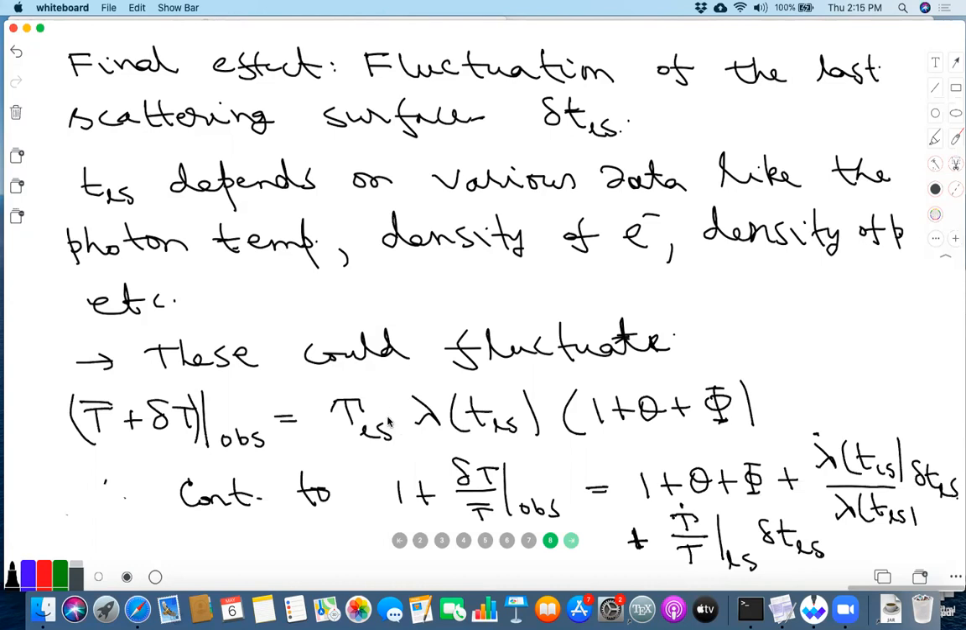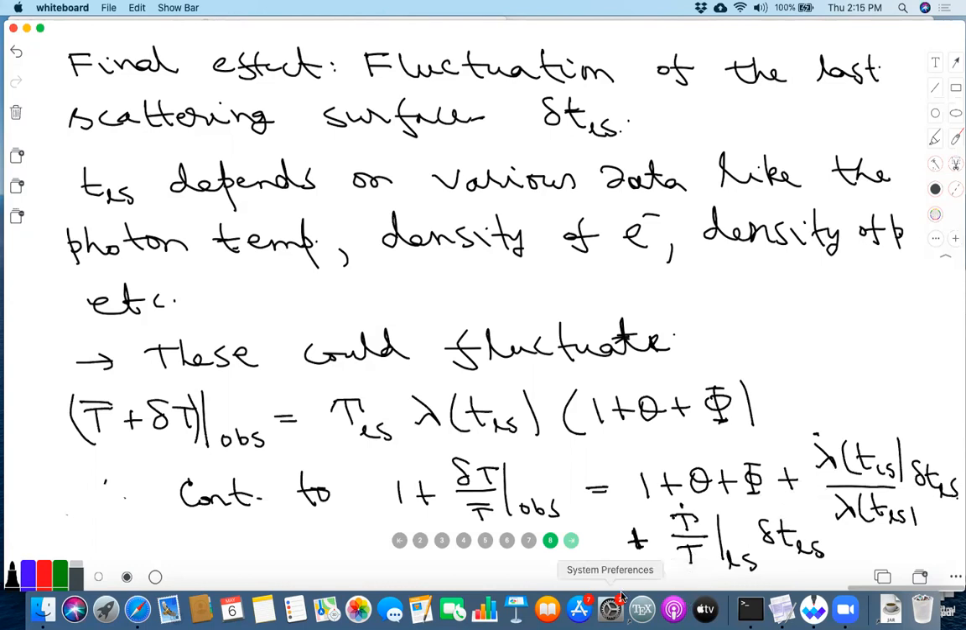Is this point clear? We argue that TLS into lambda TLS remains constant with time. Exactly. So that's the point, right? That if you change small TLS, right, this quantity remains constant, right? And that's what we are going to see from here.